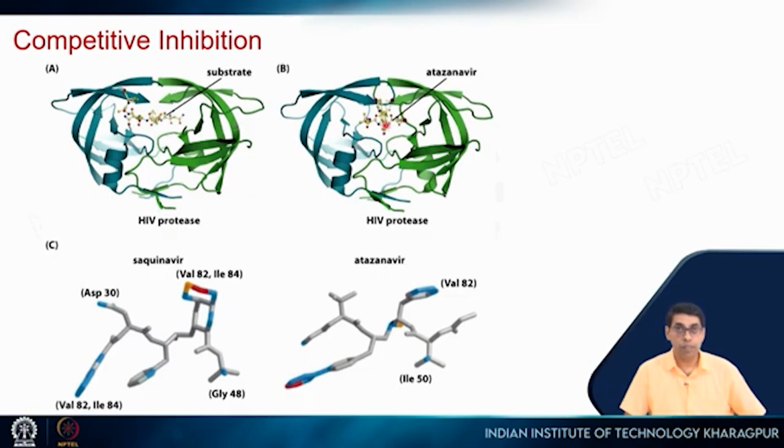So it is a competitive inhibitor because when it binds, it will not allow the substrate to bind, right? So saquinavir is another peptide and it is also a competitive inhibitor. So it will also bind in the same place, in the same active site as the substrate.